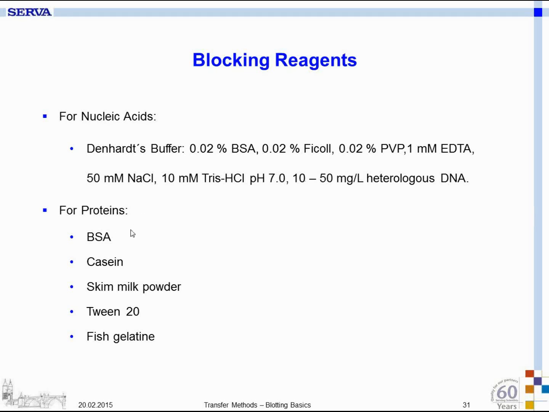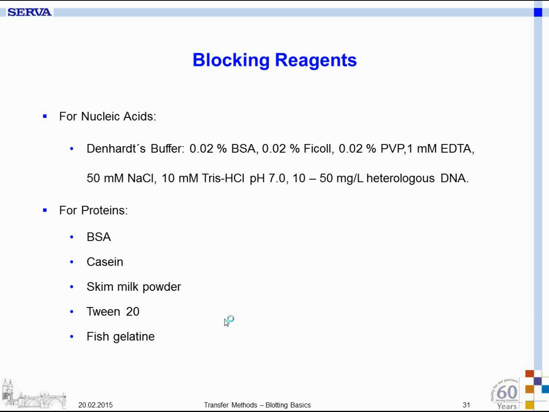For proteins, there are several different suggestions, because proteins react more specifically. It might be okay, you use BSA. Some people preferred casein fragments because they have different sizes of the molecules, so they block more efficiently and do not interfere with most of the detection procedures. Or skim milk powder, a lot use between 2 and 5 percent, or also fish gelatin.